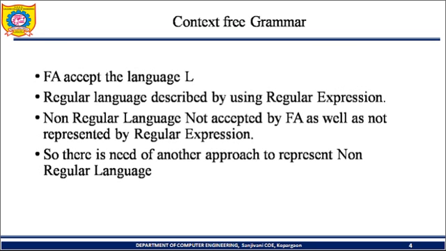Context-free grammar. We know that with the help of FA, meaning finite automata, we can accept the regular language, as well as we can describe the regular language by using regular expression. For example, if the language is L = {epsilon, 0, 00, 000, 0000, ...}, like this. So what is the meaning of this language? This language indicates that it is a combination of any number of zeros, a string of zeros including epsilon.